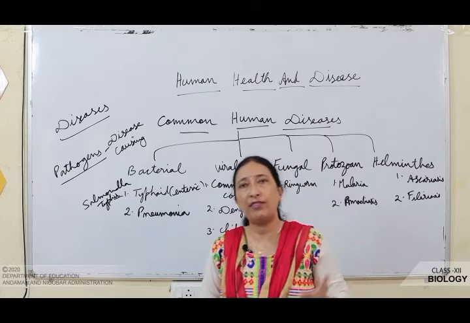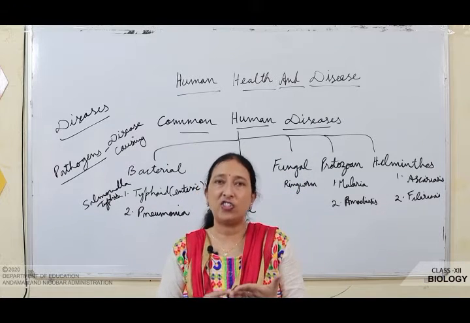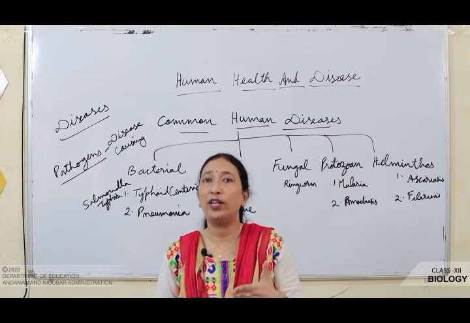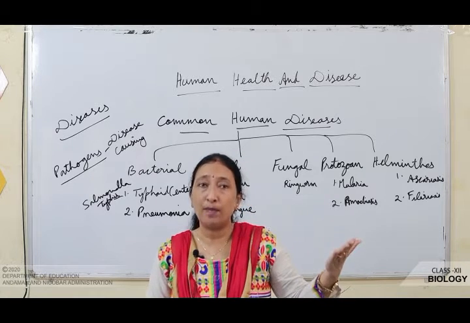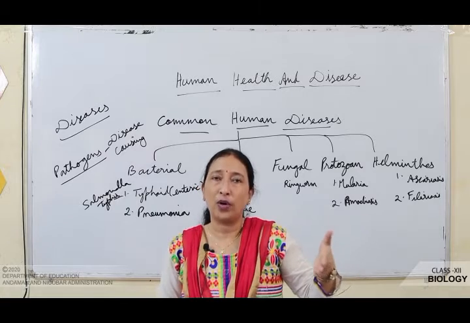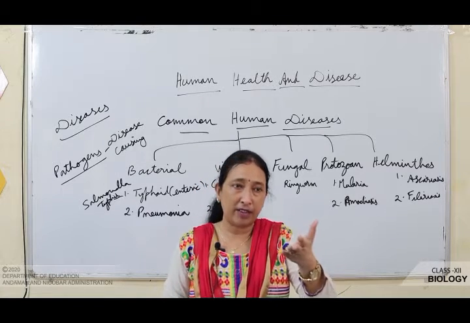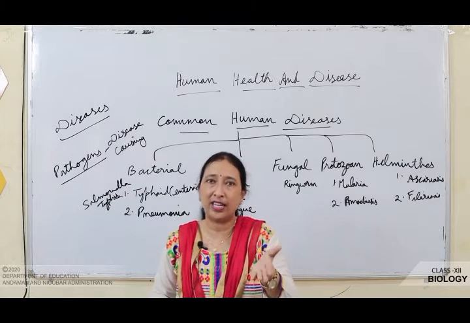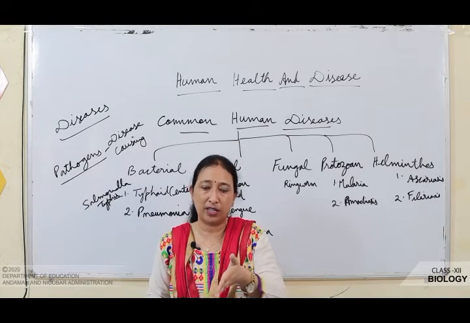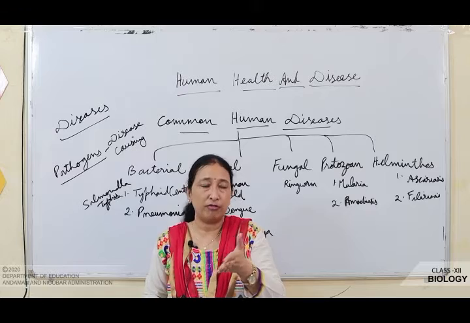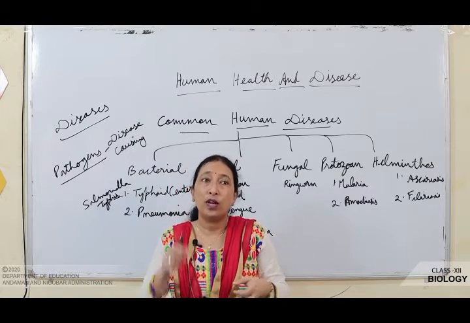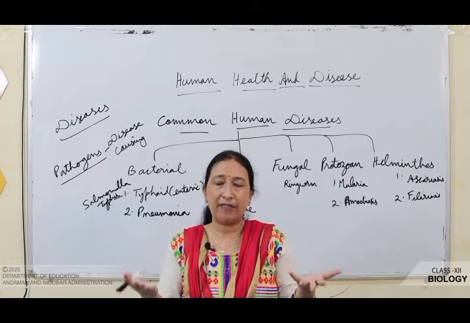And how can we prevent this? We know it is transmitted through contaminated food and water. That means we should avoid food sold by roadside vendors. As and when you are out, going to parks and all, majority of you are seen near the Golgappa stalls which are roadside. These are contaminated because they are left in the open.